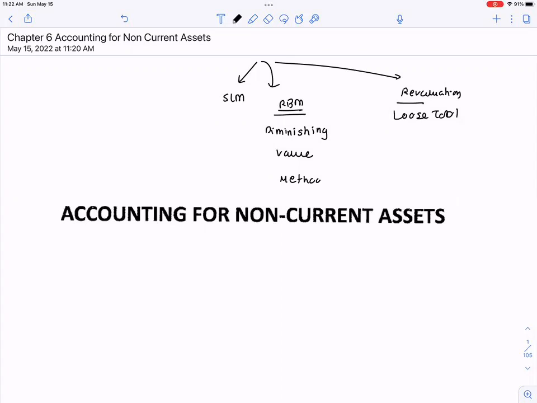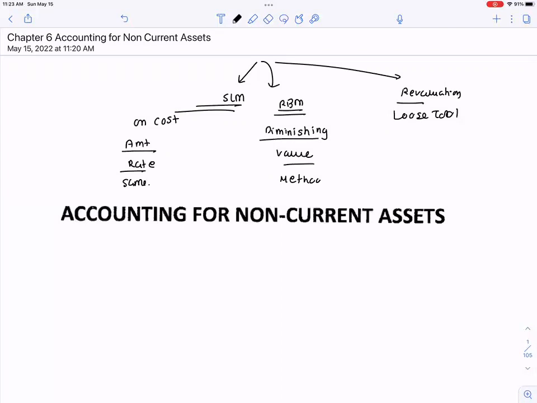In straight line method, you charge depreciation on cost. Here the amount of depreciation, and the rate of depreciation, always remains the same.